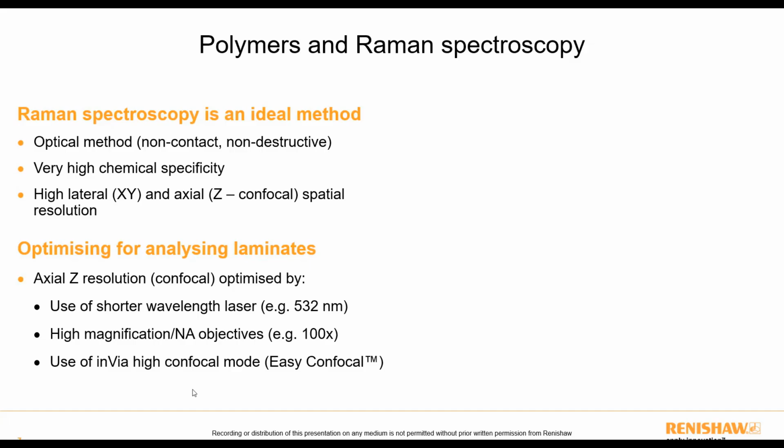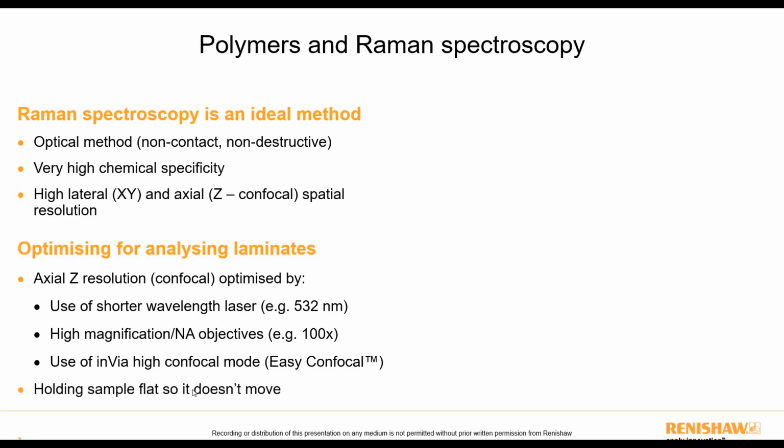And when I talk about high confocality, that's basically having a small collection volume where we're getting Raman information which is very, very specific to only a certain point, throwing away light outside of that volume and giving us that high spatial resolution. And on the InVia Qontor Raman microscope we have a really simple method to optimize the system itself to give us the best confocal data, and that's called easy confocal mode.